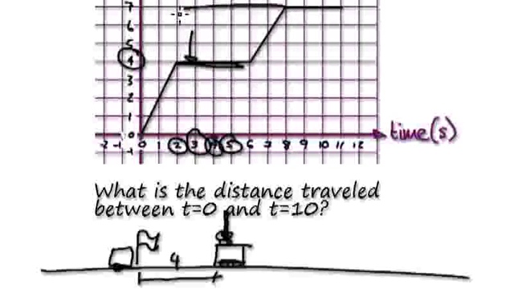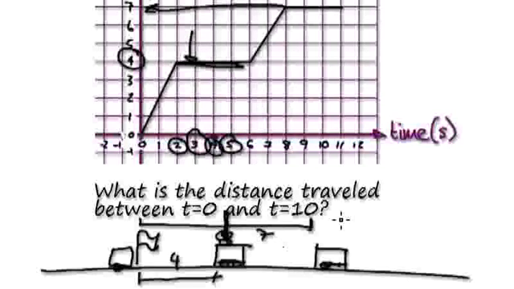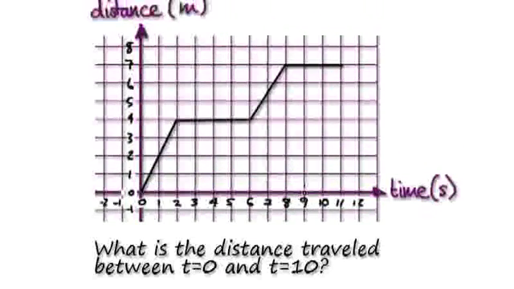After 8 seconds, it is 7 meters away. So 7 meters away here. After 8 seconds, it's still 7 meters. After 9 seconds, it's still 7 meters. After 10 seconds, it's still 7 meters. So the distance traveled between t equals 0 and t equals 10 is just 7 meters.